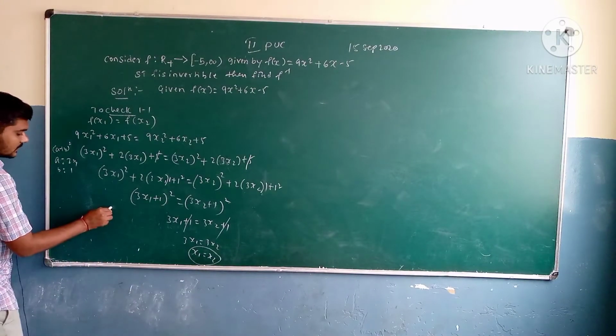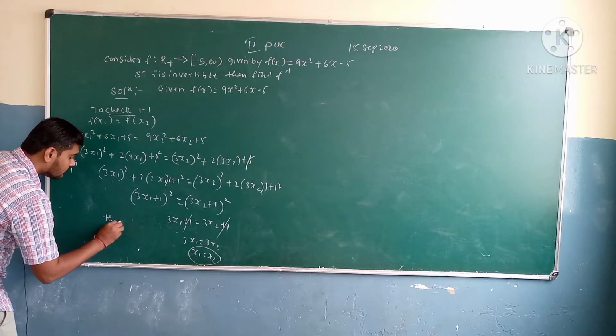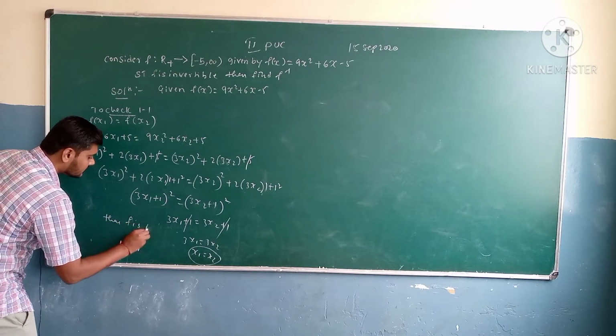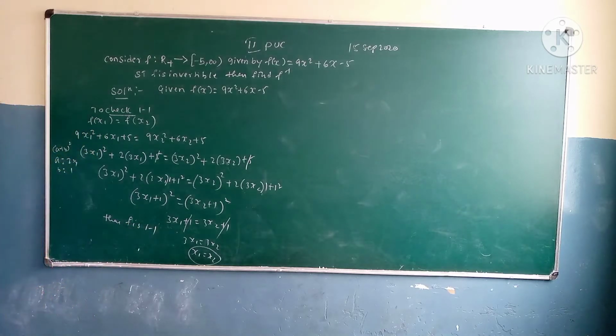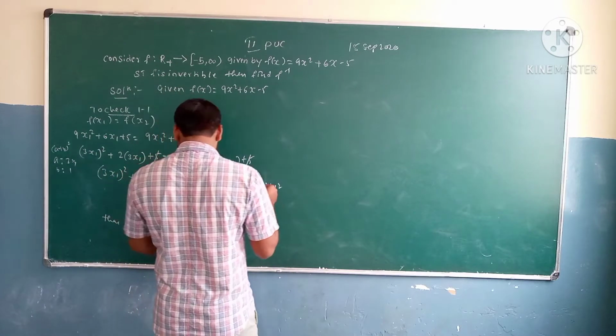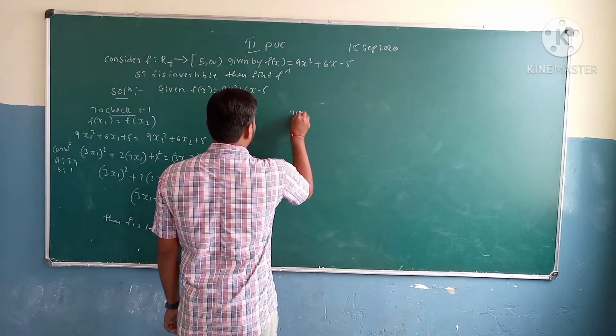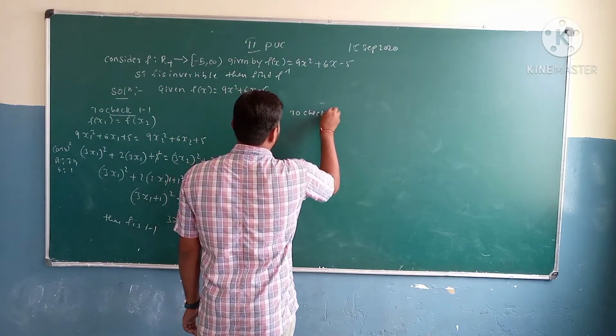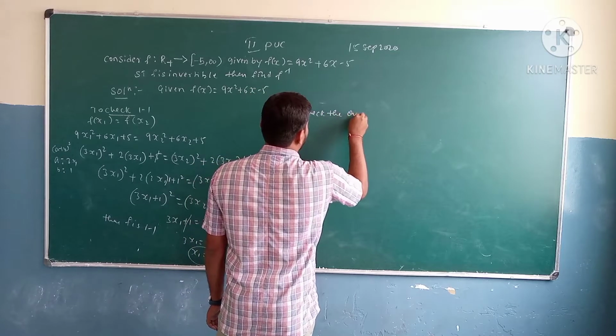So if f of x1 is equal to f of x2 then x1 is equal to x2, so f is a one-one function. Second, to check the onto function.